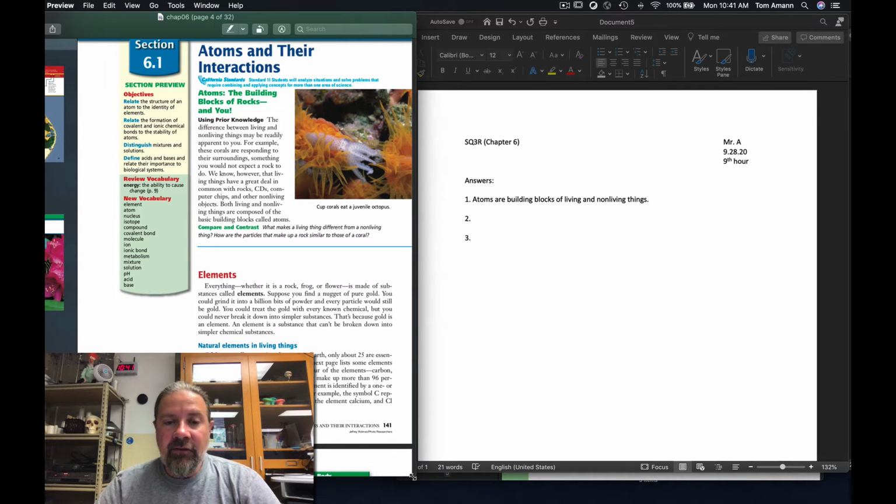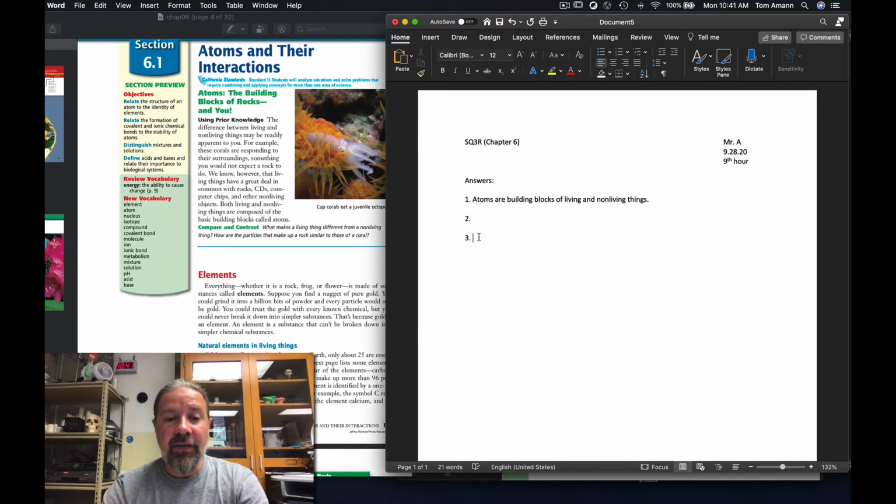Suppose you find a nugget of pure gold. You could grind it into 1 billion bits of powder and every particle would still be gold. You could treat the gold with every known chemical, but you could never break it down into simpler substances. That's because gold is an element. An element is a substance that cannot be broken down into simpler chemical substances.